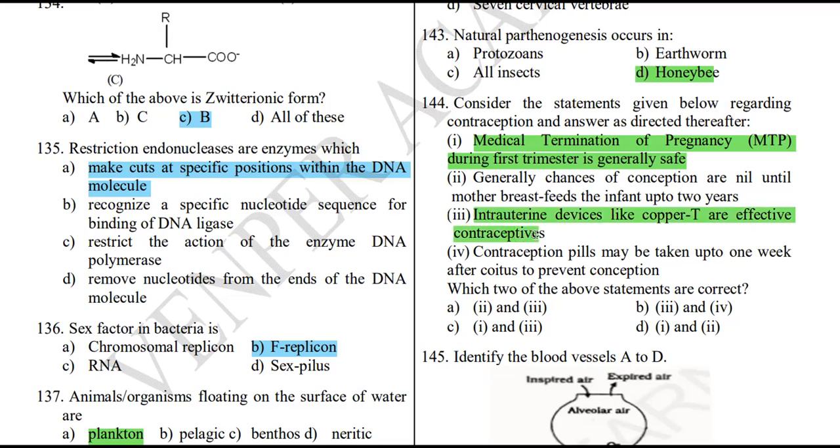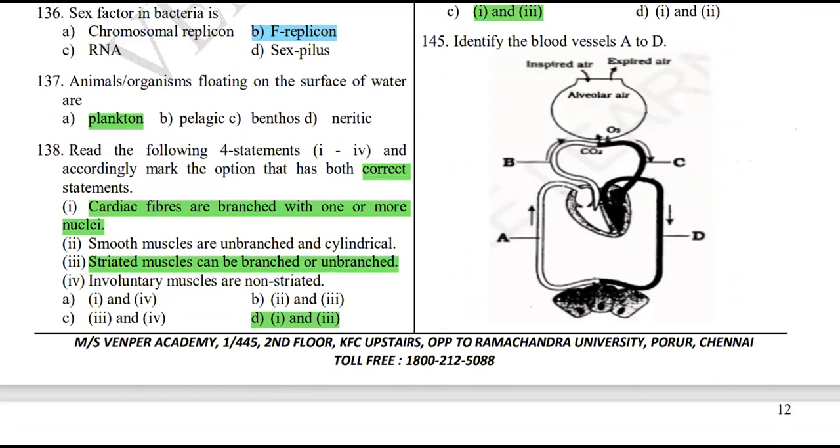Contraceptive pills may be taken up to 1 week after coitus. They can be taken only up to 72 hours after unprotected sex. So this is going to be a wrong statement. So the first statement and third statement are correct. Okay, let's see the next one. So we have to identify A and D. Before going to option B, we can easily answer this question.